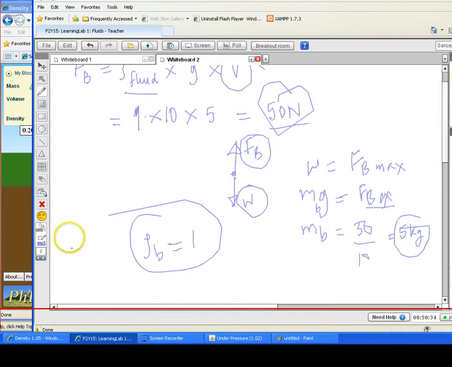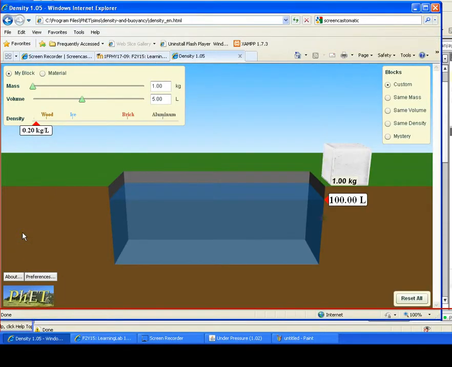What will happen if the maximum force of buoyancy is less than the weight of the block, which means that the block has a mass of more than 5 kilograms? Let's see what happens. I'm sorry, the other way around. What I wanted to say was, what will happen if the weight is less than the maximum force of buoyancy? That's what we wanted to see. So let's set the mass to say 1 kilogram. There we go, mass at its lowest.